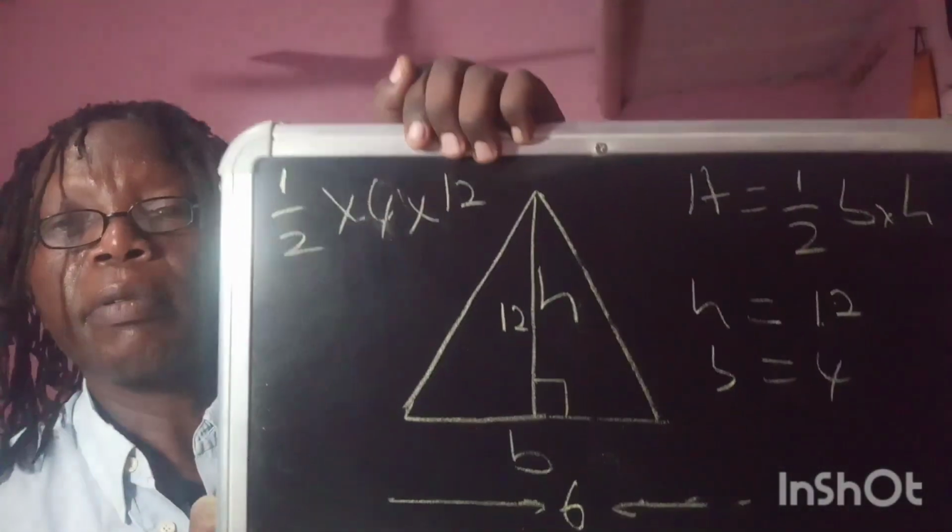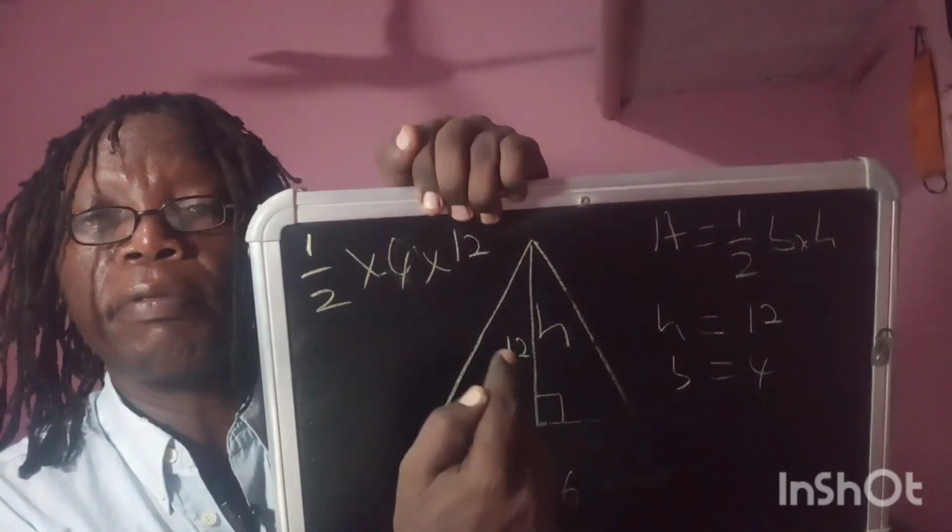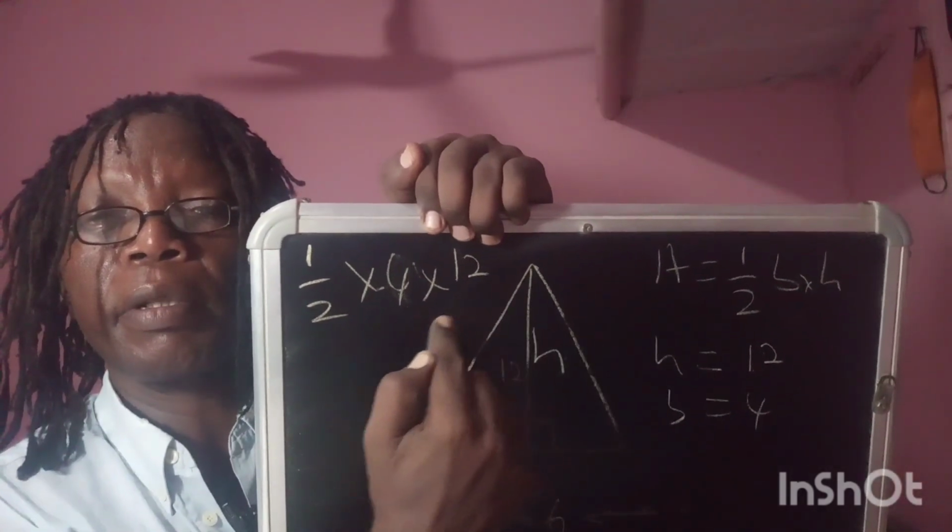So to calculate the area of this will be very easy. We'll use this formula. So we put a half here times base, which is 6, which is 4, right? Times height, right? Which is 12. We are using this formula: a half base times height.